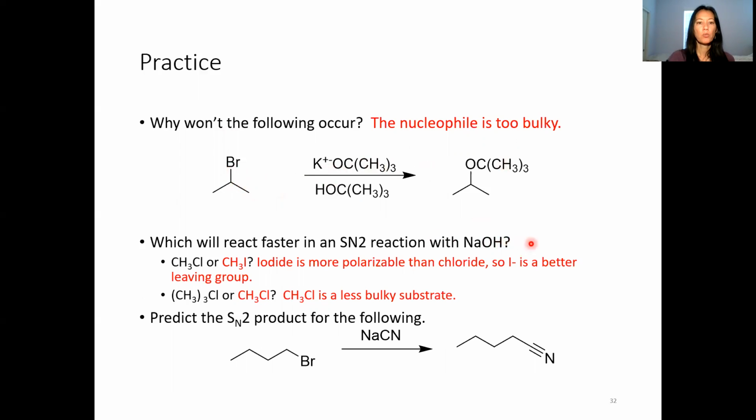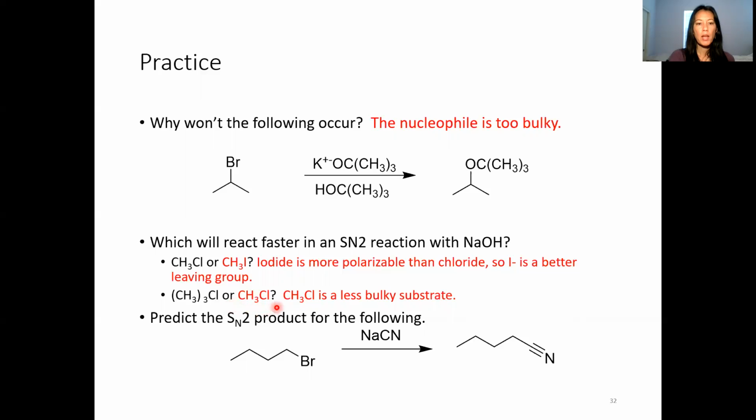Okay, the second one is which will react faster in an SN2 reaction with sodium hydroxide. So here I have 2 methyl halides, one with a chlorine leaving group, one with an iodine leaving group. So the methyl iodide will react faster. The reason is iodide is more polarizable. It's happier as I minus versus Cl minus. I minus is a better leaving group. The only one better that I showed you so far was the tosylate.